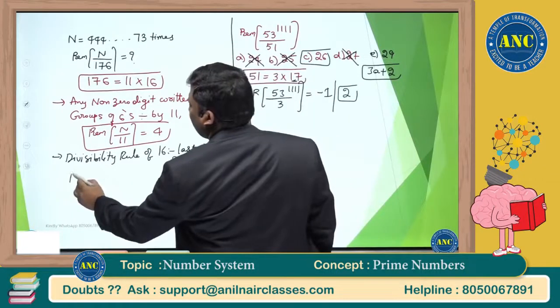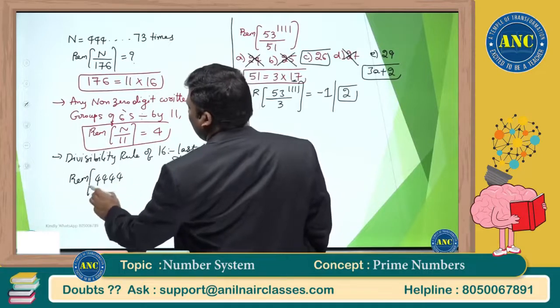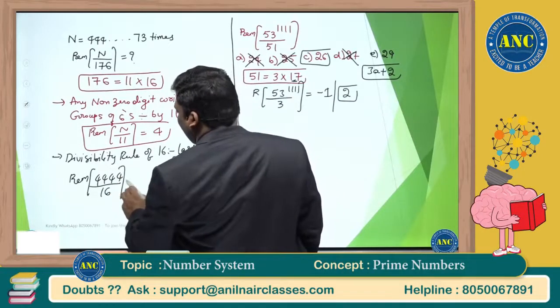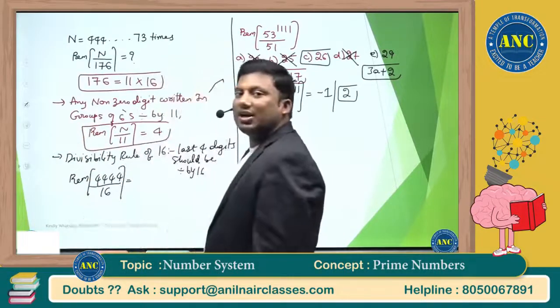So what are the last 4 digits? It is the same digit, so 4, 4, 4, 4. 4444 divided by 16. I hope the idea is clear.